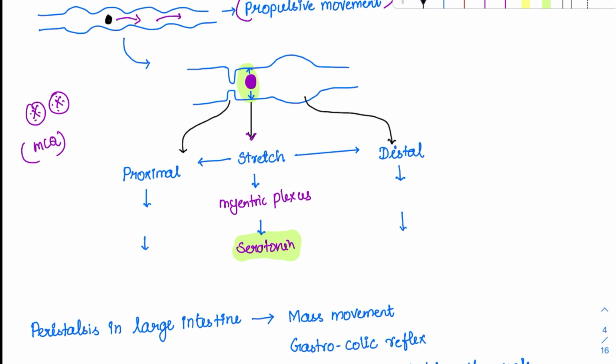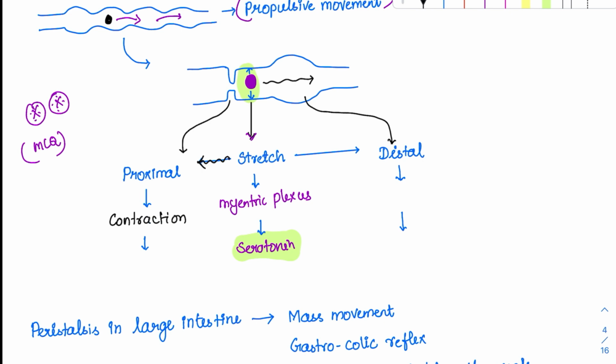So once serotonin is released, what is it going to do? It is going to send impulses forward as well as backward. First, it is sending impulses to the proximal side. Proximal side means behind the food, and distal means ahead of the food. Now ideally this food has to move in this direction. So it is sending the impulse to the proximal side. In the proximal side, what do I want? I need contraction. If I contract the proximal side, the food is going to be propelled. So in the proximal side, we need contraction.